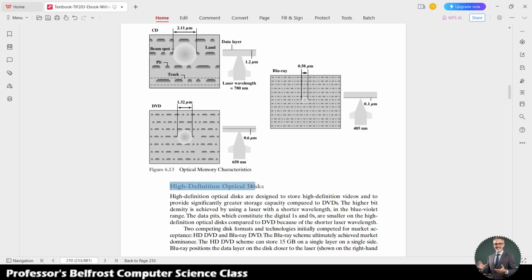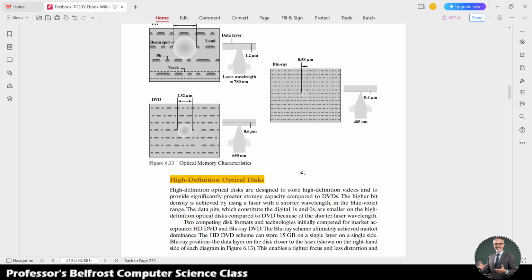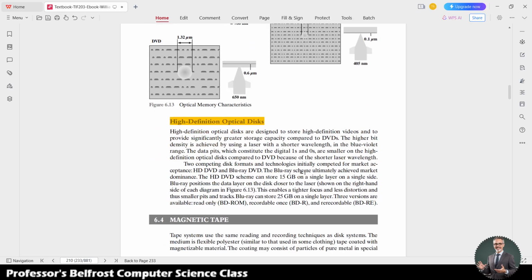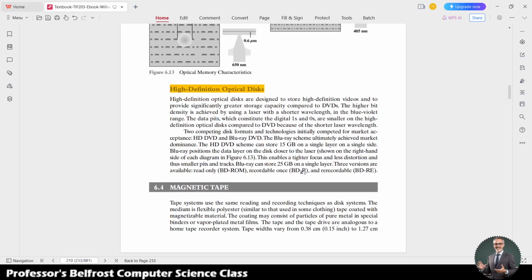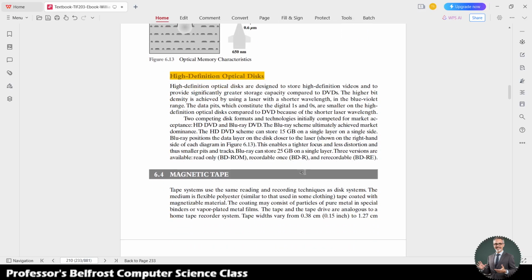Then we have high definition optical disc. High definition optical disc is used to store high definition videos and to provide significantly greater storage capacity compared to DVDs. It's achieved by using a laser with a shorter wavelength in the blue-violet range. There were two competing formats that initially competed, HD DVD and Blu-ray. The Blu-ray scheme ultimately achieved market dominance.